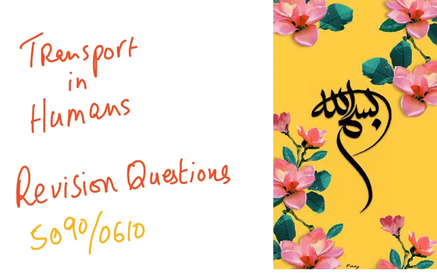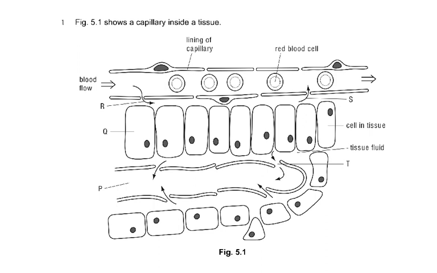Bismillahirrahmanirrahim. Another video on some revision of this chapter, Transport in Humans, and I hope this is going to be helpful for you all. Now, looking at question number 1, figure 5.1 shows a capillary inside a tissue.